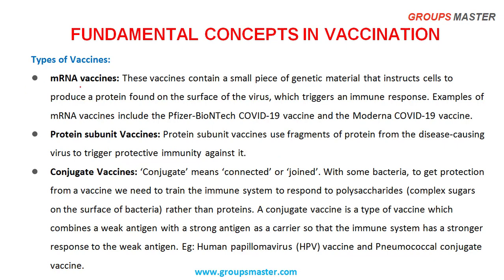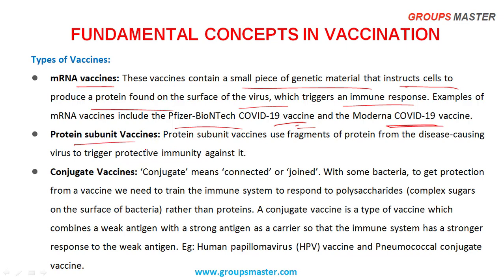Next, mRNA vaccines. These vaccines contain a small piece of genetic material that instructs cells to produce a protein found on the surface of the virus, which triggers an immune response. Examples of mRNA vaccines include Pfizer BioNTech COVID-19 vaccine and Moderna COVID-19 vaccine.